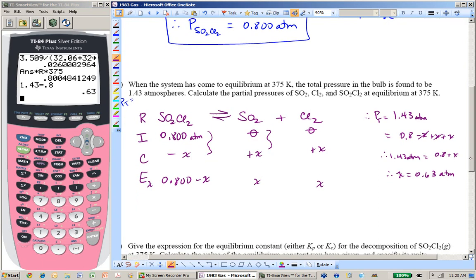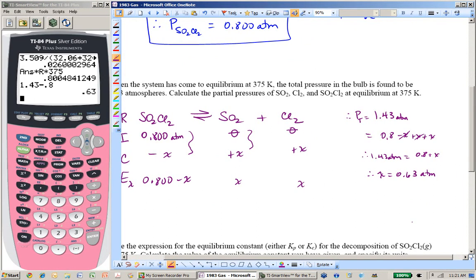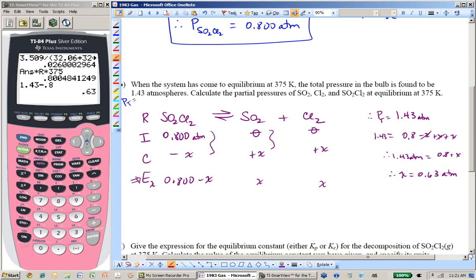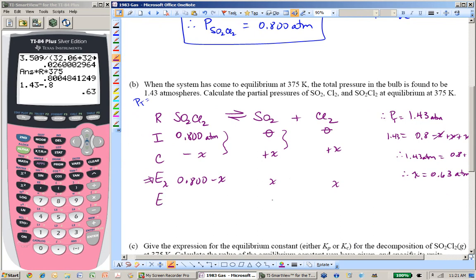Okay, so tell me what I just did. I knew a total pressure. I used Dalton's law of pressure, which is the easiest gas law in the whole wide world. Total pressure equals the sum of the parts. So in this container, at equilibrium, I have 0.800 minus X, plus X, and plus X. I just simply set the total of 1.43 equal to 0.800 minus X plus X plus X. Simplify, solve for X. X is 0.63. So the E line is that this is 0.63, and this is 0.63.